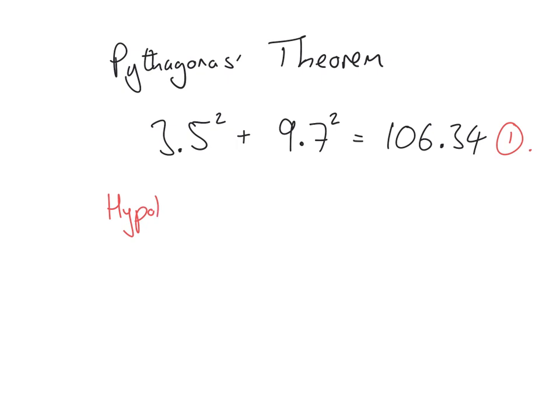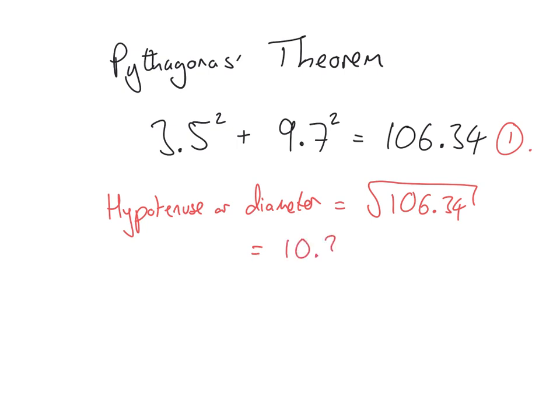Now you don't have to have that written down for the first mark. You could have calculated the hypotenuse or the diameter by square rooting that and getting the answer 10.312 and so on and so on and so on.